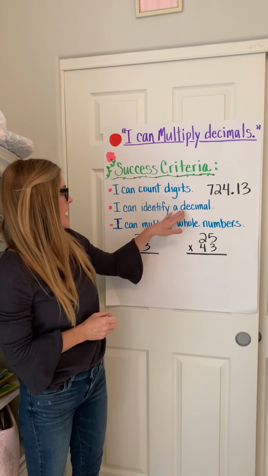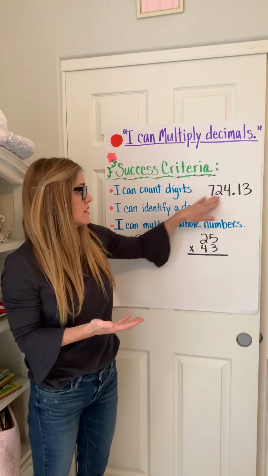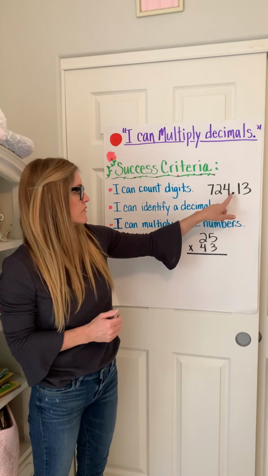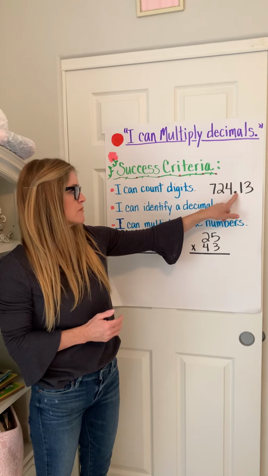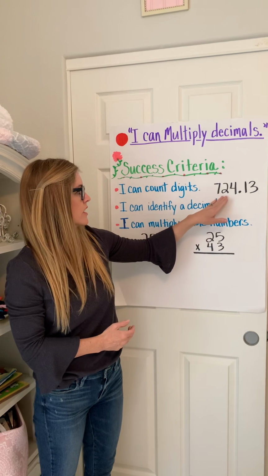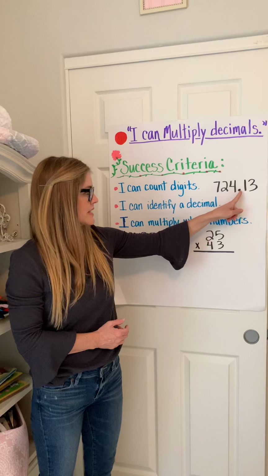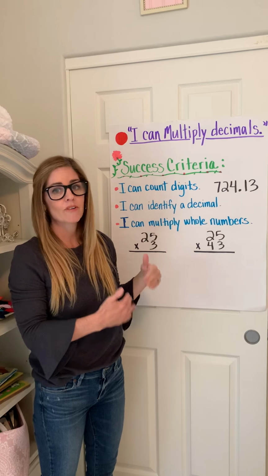I can identify a decimal. Just identify where the decimal is. If I said, where's the decimal in this number? You would look for it here. You would say, oh, the decimal is between the 4 and the 1. If you were reading this decimal, you would say 724 and 13 hundredths. So identifying where the decimal is, counting digits.